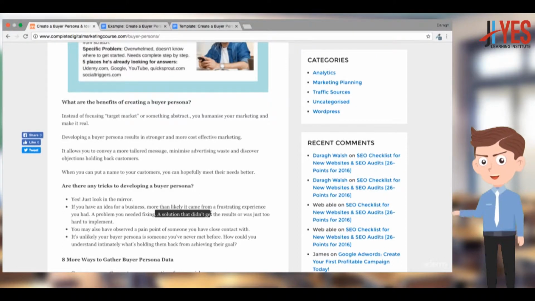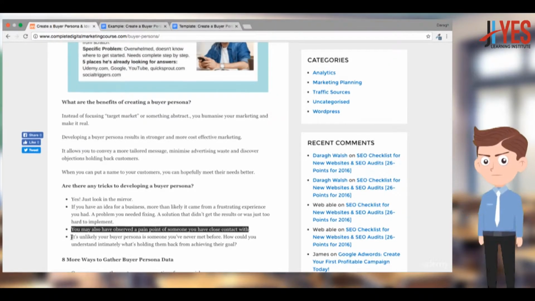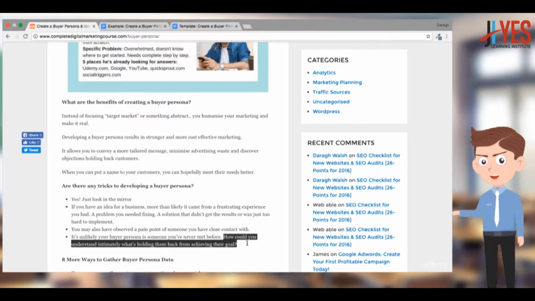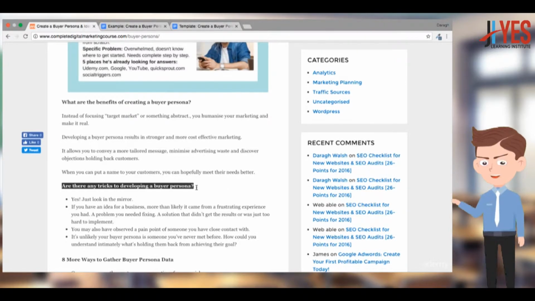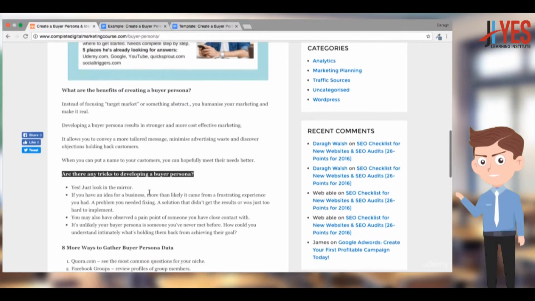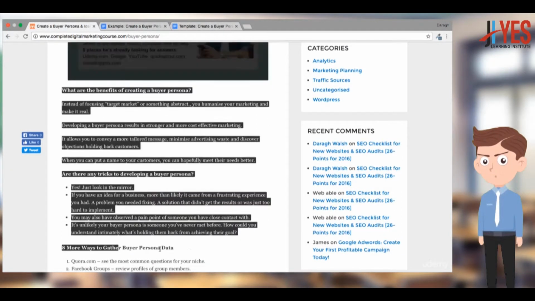So there could be a solution out there, but it's just too hard to do. You may have also observed the pain points of someone that you've close contact with, but it's probably unlikely your buyer persona is someone you've never ever met before, because how could you intimately understand what is holding them back from achieving their goals? So this is really the easiest way to develop a buyer persona. If you are scratching your own itch and creating a solution, more than likely the buyer persona is yourself.